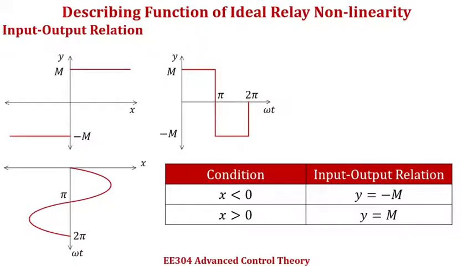Now when x is greater than 0, that is during the positive half cycle of the input sinusoidal signal, the output is plus m. So it takes a value m like this up till omega t is equal to pi. And when the input is negative, that is during the negative half cycle, the output is minus m, and as such it will have a waveform like this. In effect, the output takes the form of a square wave.